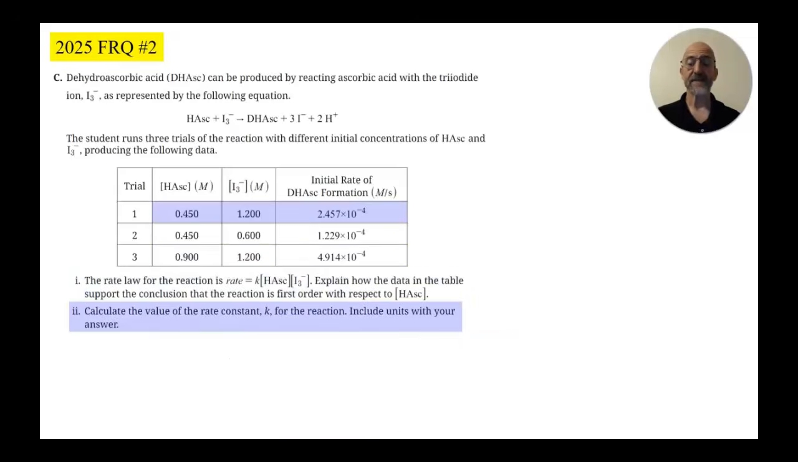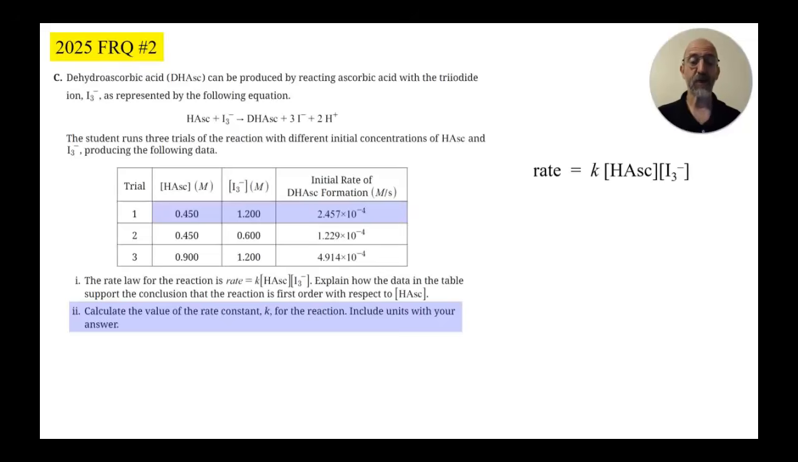This question asks us to calculate the value of the rate constant K. Now, we already know the rate law. We know that the rate is equal to the rate constant K times concentration of ascorbic acid times concentration of triiodide. So I'm going to choose trial 1. So I've got my rate law.